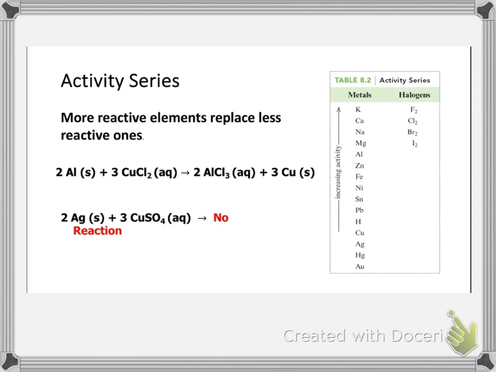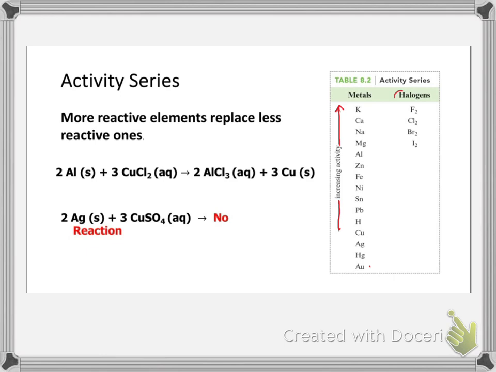So the first thing that's going to be important, and in class I will distribute one of these handouts, is we have an activity series. You don't have to memorize this. It's something that I'll give you. And this activity series is used to predict these single displacement reactions. So as we look on the table 8.2, the metals are all in a line, and at the top we have the highest activity. So potassium, it says increasing as we go up. So potassium would have the highest activity, and gold at the bottom would have the lowest.